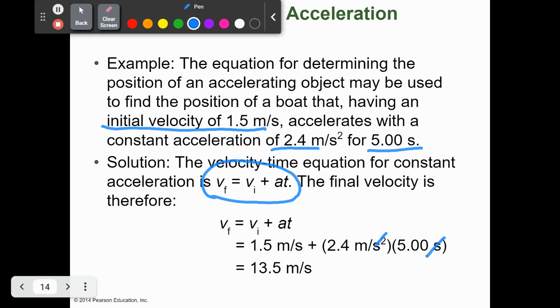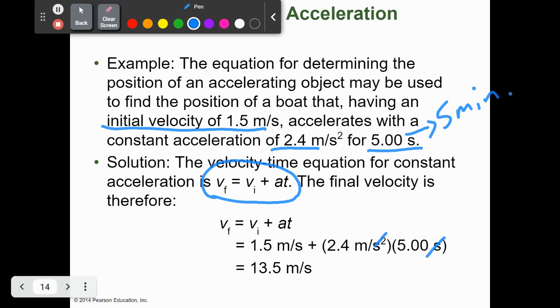And I'm telling you, especially on a test, they're going to try and trip you up because instead of saying 5 seconds, they're going to say 5 minutes. And what are you going to have to do? You're going to have to convert minutes to seconds first and then put that into the equation.